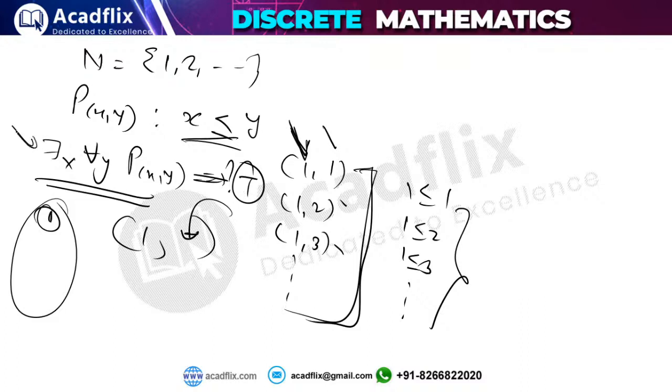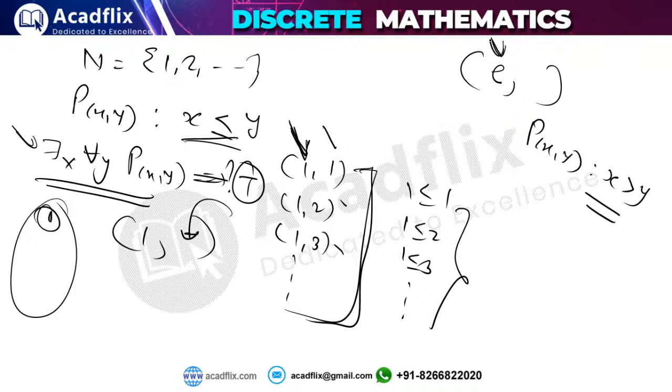You just focus on this example. In the last example, I told you that whatever element you take, because in our last example our pxy was this, x greater than y. So you take whatever value you take, you can see that when you pair this element with itself, then it will become false. So basically, that's why in our last example I cannot find that at least one value.